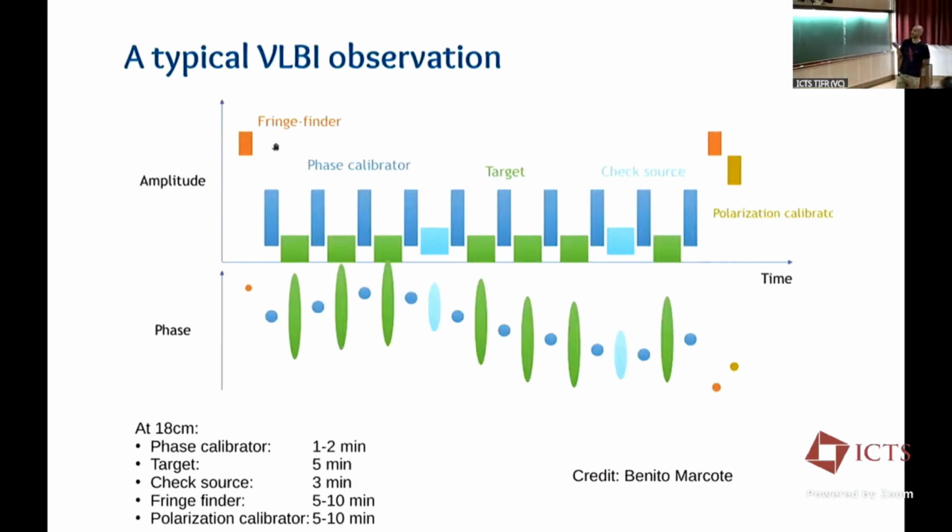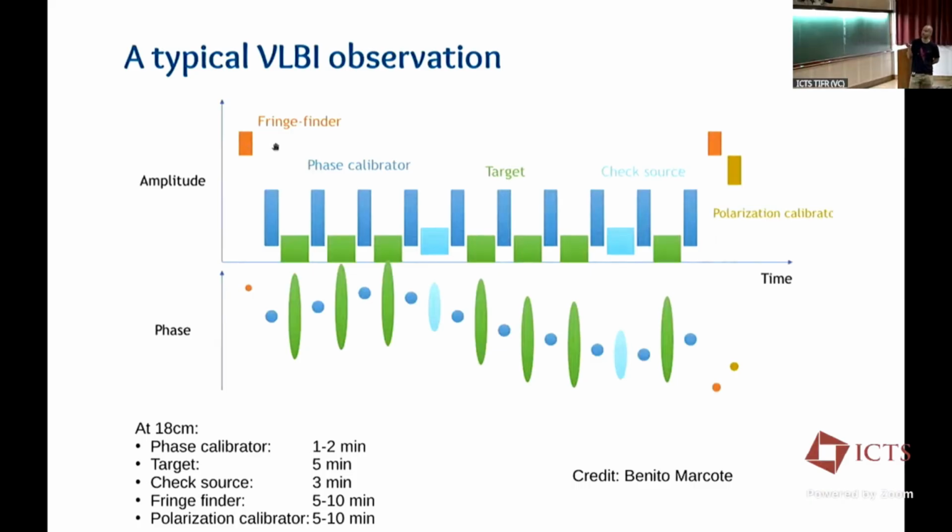So the blue bits are the phase calibrator scans, the green bits are the target scans. For the FRB stuff, we often observe what we call a check source, and then we have a fringe finder, and if we choose to do so, we take a polarization calibrator. In terms of amplitudes, this is all in relative amplitudes.